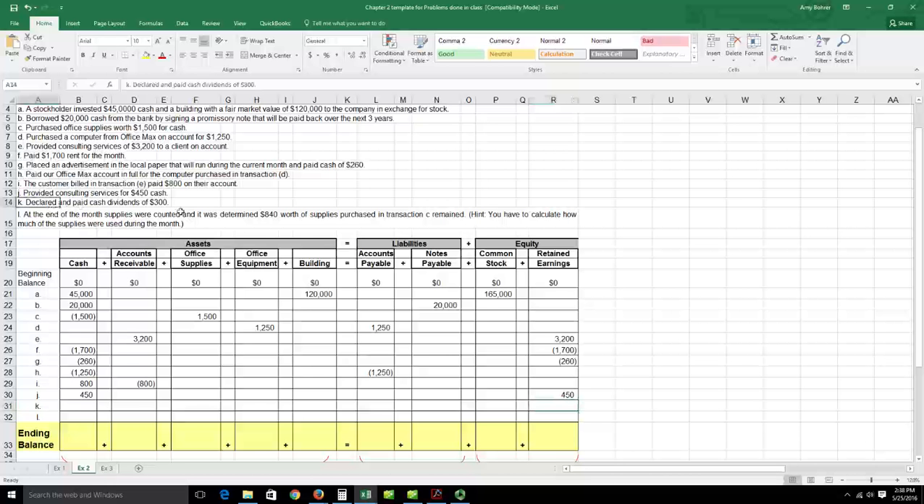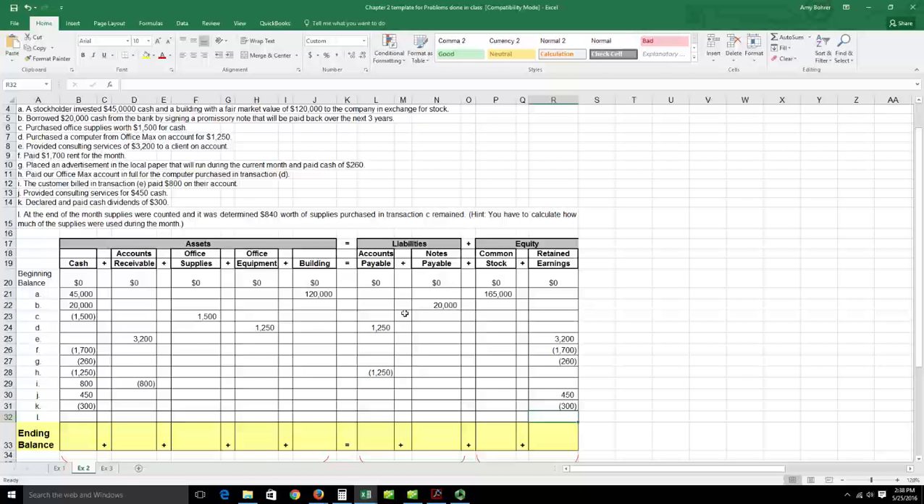And then K says we declared and paid a cash dividend of $300. And so again, we're paying something out. Anytime it says you paid something, you paid cash for it. And so that's $300. My cash is going down. I enter that as a negative. And retained earnings, my dividends, also come out of retained earnings, just like my expenses.